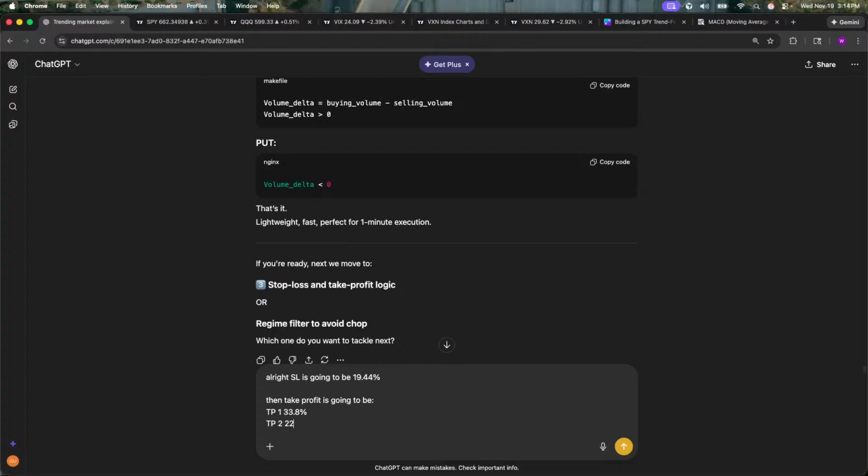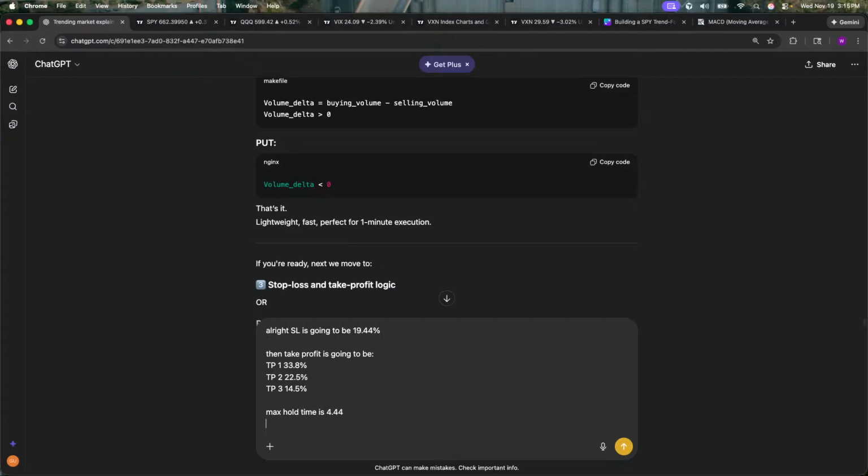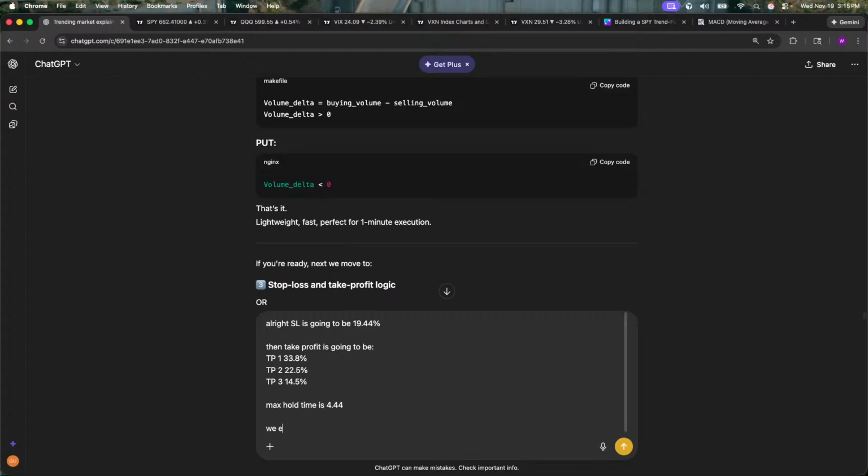TP2, 22.5%. TP3. On TP3, 14.5%. Max hold time is 4.44 minutes. If you know, you know. And we exit the full position when either of these conditions are met. No scaling out, full exit.